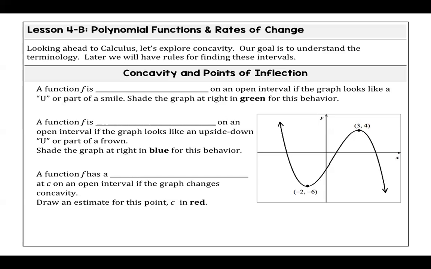So we learned already that a function f is concave up. That's what we're going to write in the blank. It is concave up on an open interval if the graph looks like essentially a U, right? Or part of a smile. Not even the full U, but at least part of a smile, okay? Shade the graph in green where it would be concave up for us. So if you have another color or a marker, or just sketch it out, or just write the word green. All right, so looking here, where would we be concave up?